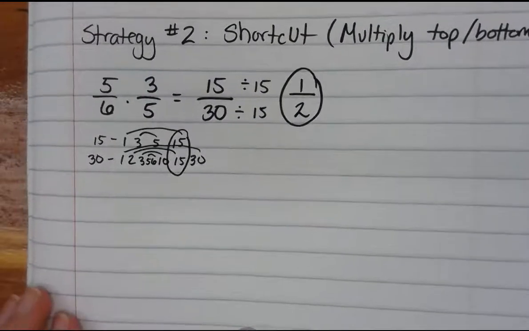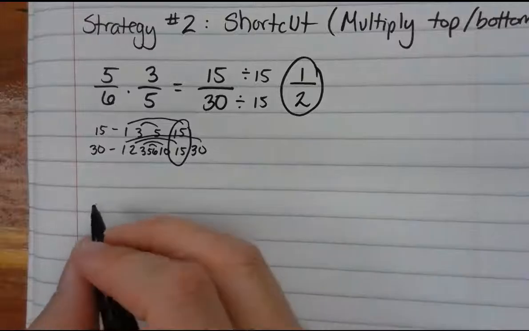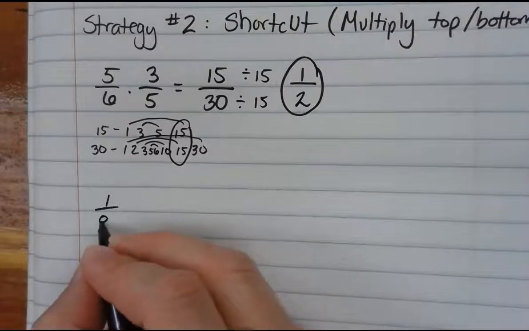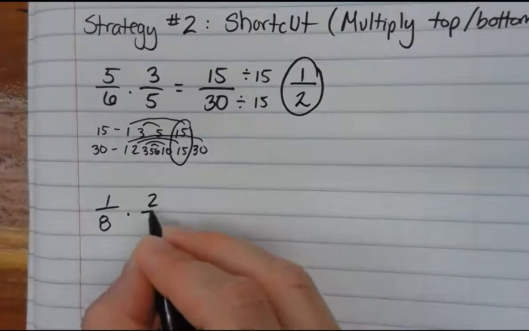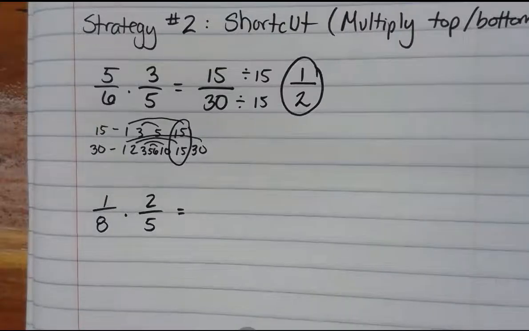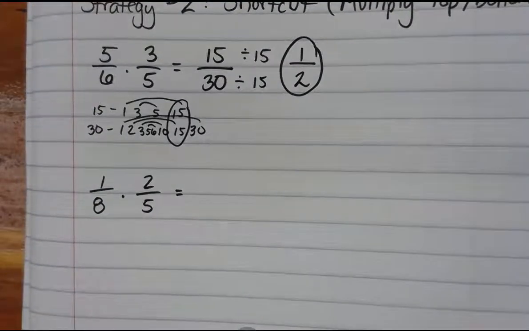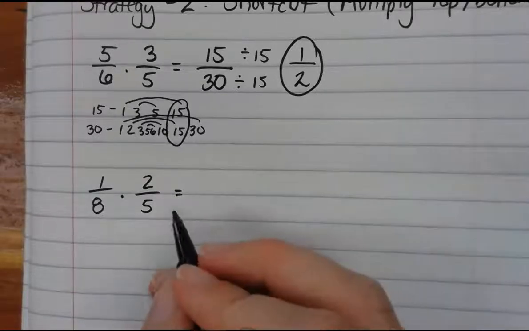All right. I'm going to give you one to try on your own. So let's try 1/8 times 2/5. 1/8 times 2/5. So go ahead and pause the video and see if you can do this one on your own. All right, let's go ahead and check it.